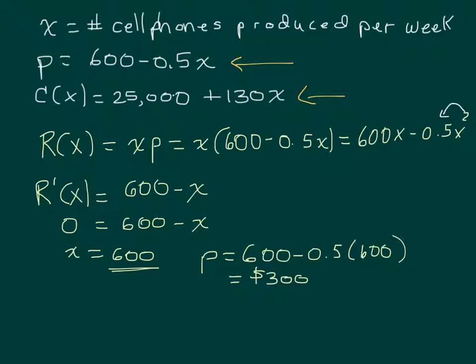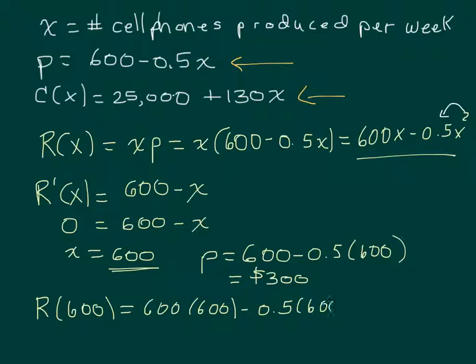I want to find this maximum revenue, so I plug in the 600 phones into my revenue function. So that's 600 times my 600 phones minus 0.5 times my 600 phones squared, and you should get 180,000 for revenue.